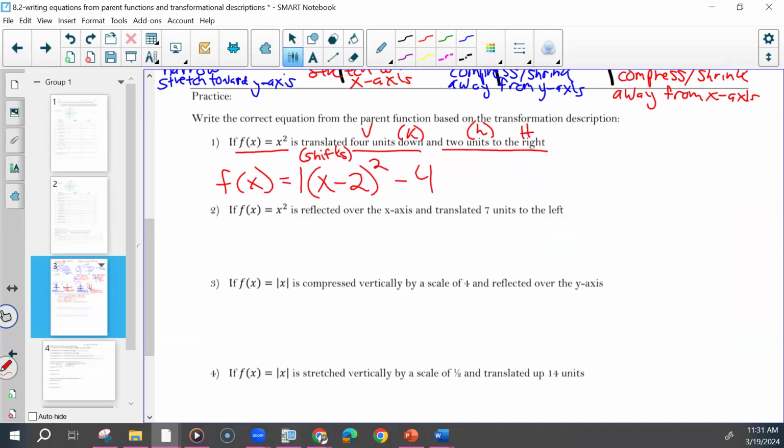Number 2, f of x equals x squared is reflected over the x-axis and translated 7 units to the left. So we have our parent function is reflected. It's telling you we're going to reflect over the x-axis. Over the x-axis would be vertical or horizontal? Vertical. And then translate it, so it's going to shift 7 units to the left. Would that be horizontal or vertical? Horizontal.